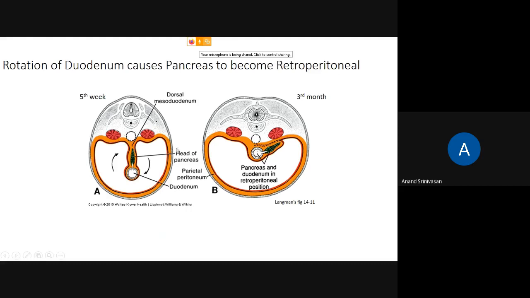Now here, once again, I'm showing you the dorsal pancreatic bud. The pancreas initially is present along the dorsal mesentery. Now, because of the rotation of the stomach as well as the duodenum, the pancreas comes towards the left side. So I have a question. The pancreas moved to the left side. How did it connect with the common bile duct?